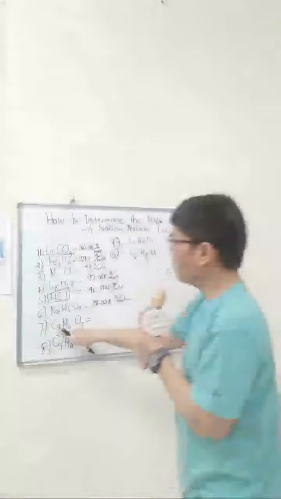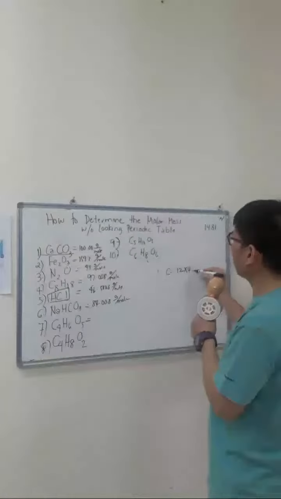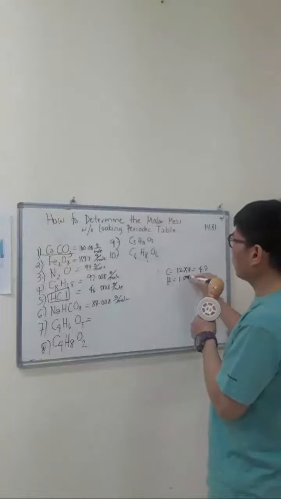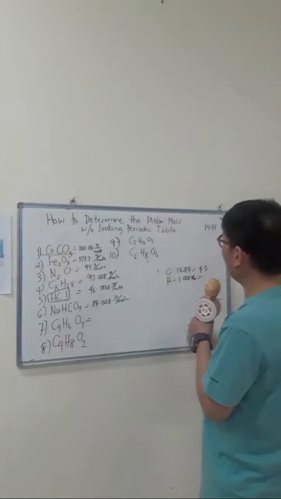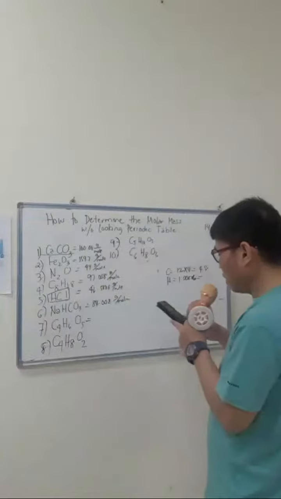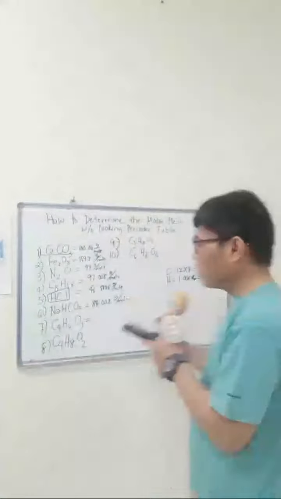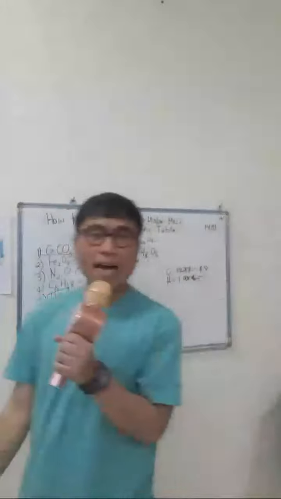Okay, subscript is 4 times 4 is equals to 48. And then hydrogen again, 1.008 times 6 is equals to... how much is that, guys? I cannot do this by imagination. So 1.008 times 6 is equals to 6.048, mga palangga.